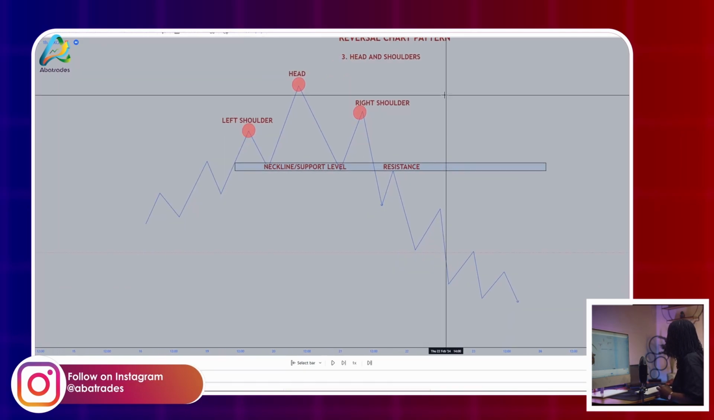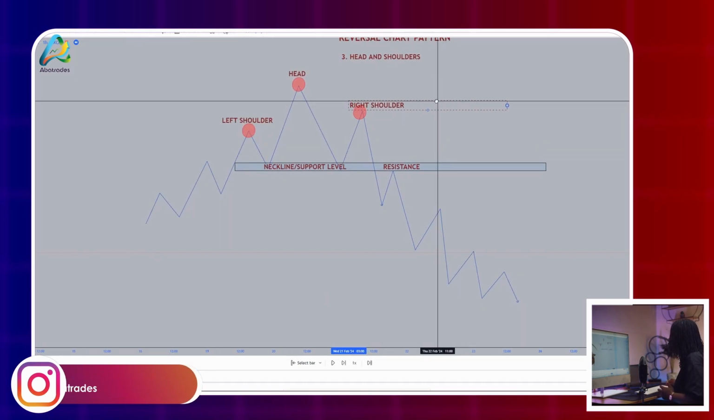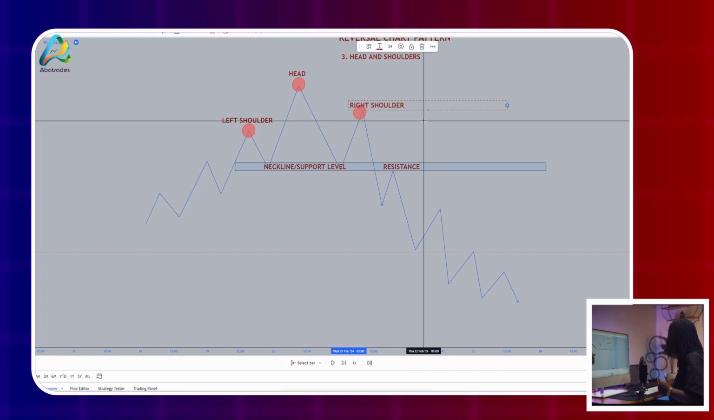And let's go on the real chart and let me show you how to spot these and also use some of these for your entries and exits in the market. Let's move on to the real chart.